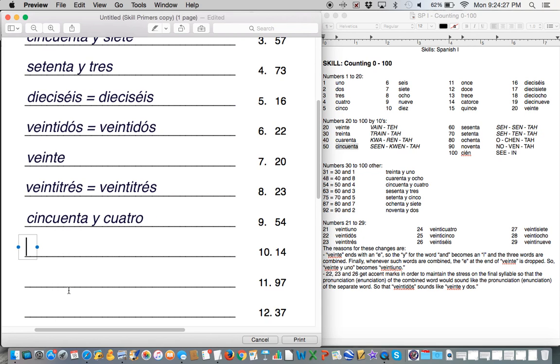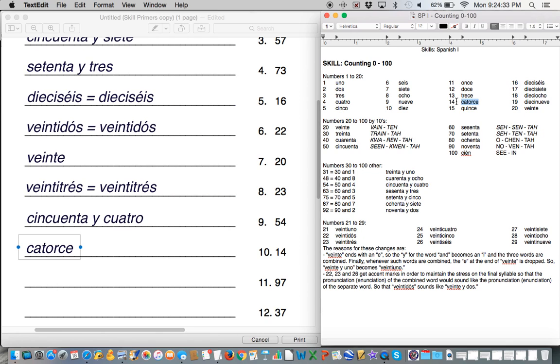So number 10, 14, 14. No brain power required because if you come over here to the notes, there's 14 and there's 14. It's just pure memorization. All right, this concludes video C for counting 0 to 100.